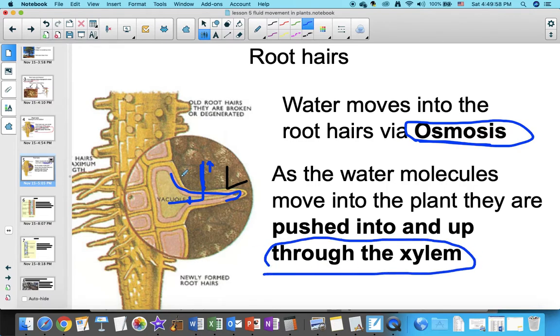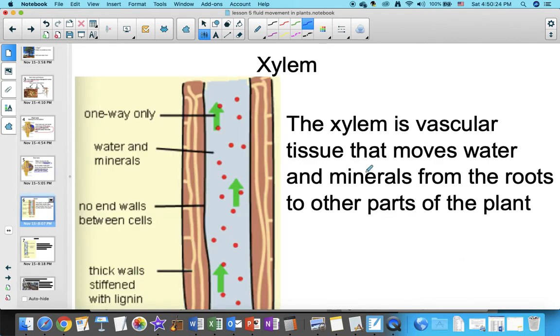So after it goes into the root hairs and goes into the root cell, it enters the xylem and then moves up through the roots, stem, and leaves. So water on the outside has a high pressure or concentration. It's absorbed through the root hairs through osmosis. It moves from high concentration to low concentration. It enters the cell and then is pushed up through the xylem. So, the xylem. The xylem is vascular tissue that moves water and minerals from the roots to other parts of the plant. So after it goes into the root hairs, after it moves into the cell, it moves into the xylem and moves up from the root hairs to everywhere in the plant.